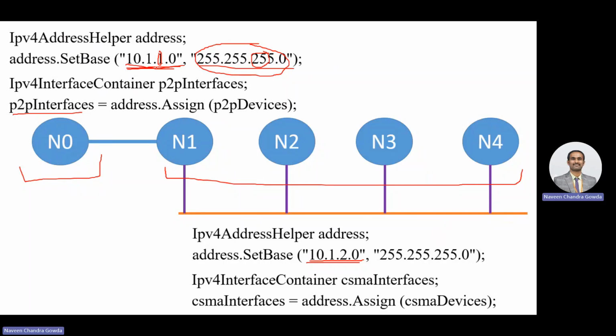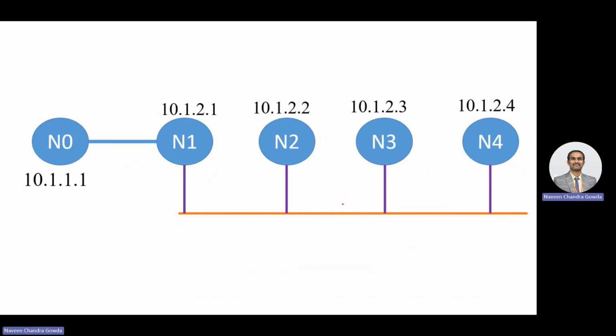Then the second point you should understand: whatever base address you specify will never be assigned to any device. So IP addressing will start for the first device from the next IP address onwards. As here the base address was given as 10.1.1.0, what would be the IP address for this? It would be 10.1.1.1. Similarly, the base address for the CSMA is 10.1.2.0, so the addresses would be 10.1.2.1, 10.1.2.2, 10.1.2.3, 10.1.2.4. It will be like this.